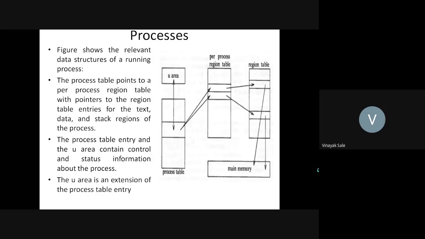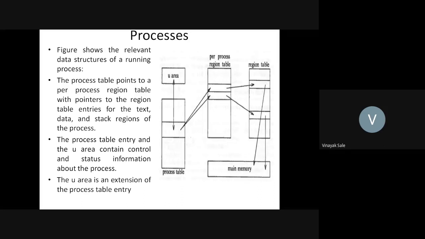So this is the figure for the process table. It contains three different tables. So the process table, which has been allocated as the user area. U area is the user area. Then after the process table, there is a per process region table. Then there is a region table, and then it is connected to main memory.